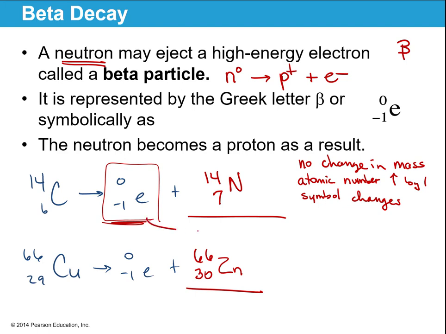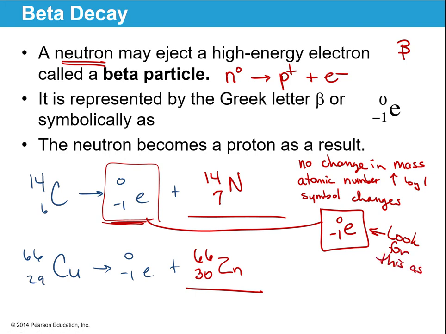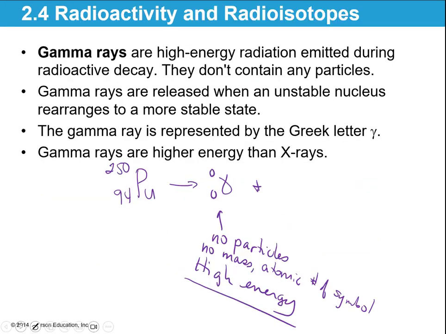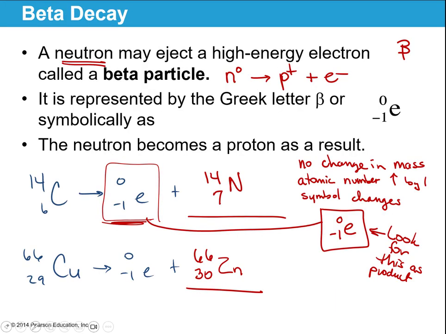But I will tell you, this is the way to pick it out. If you see an electron as a product, it's beta decay. Okay, so that helium as a product is alpha. This electron is beta. So just look for that as a product. Everybody good?